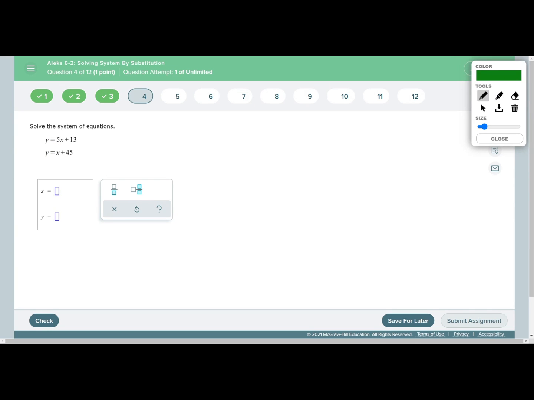Number 4, solve the system of equations. So this looks kind of similar to the last problem. Both equations have y by itself. So what we're going to do is the first letter will tell you where to plug this in. So we're going to plug x plus 45 in place of y. First, I'm going to write down the first equation, y equal to 5x plus 13. And then we just said that we replace y by x plus 45. So x plus 45 goes in place of the y, equal to 5x plus 13.